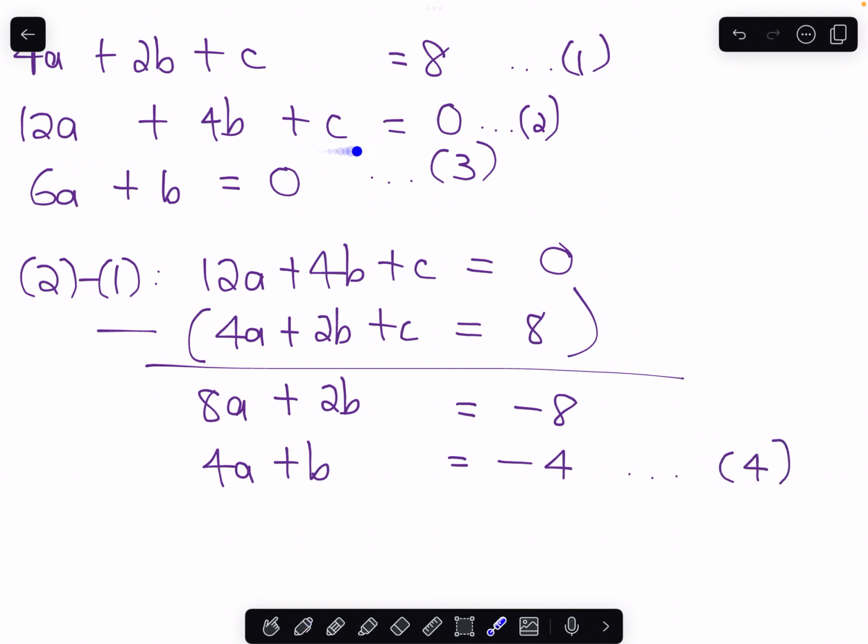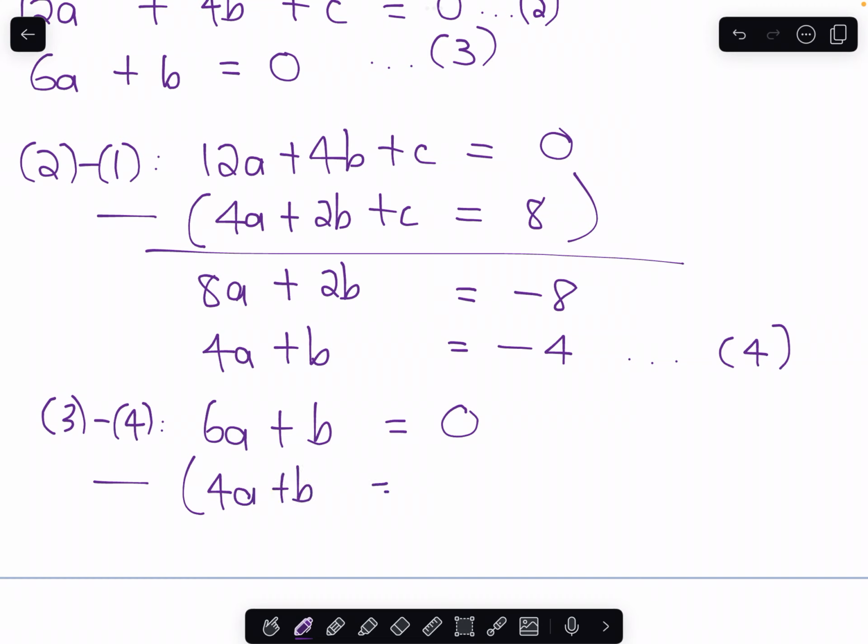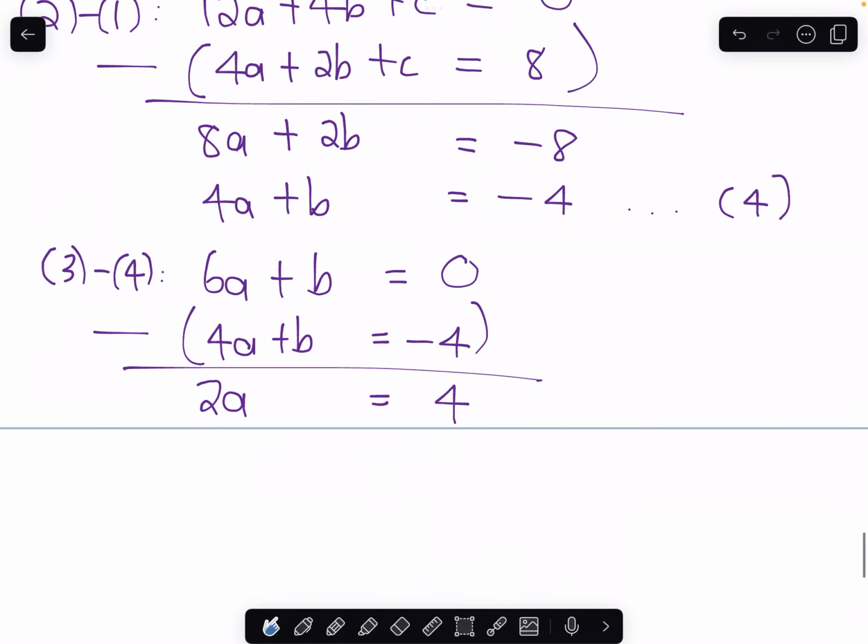And I can minus these two equations to get rid of my b. So I'm going to say equation 3 minus equation 4. So that's 6a plus b is equal to 0 minus 4a plus b is equal to negative 4. And that gives us 2a. The b's cancel. 0 minus minus 4 is 4. So then my a is 4 over 2, which is 2.